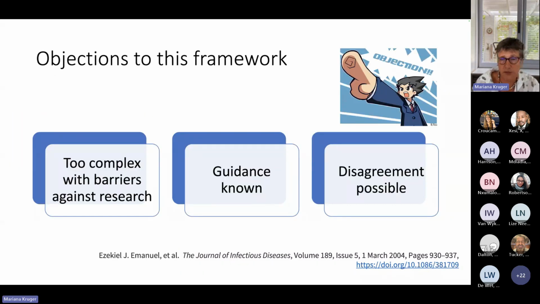Now, there are objections to this framework, so I have just phrased them into three categories. One group of the critique is that it's too complex and that it creates barriers against research. Others argue it's already in the current guidelines. It is in the Nuremberg, it is in the Belmont, it is in the Helsinki, so why do we need another separate guidance?